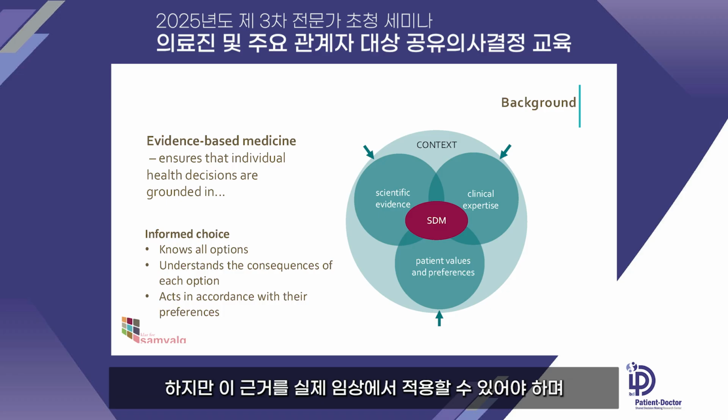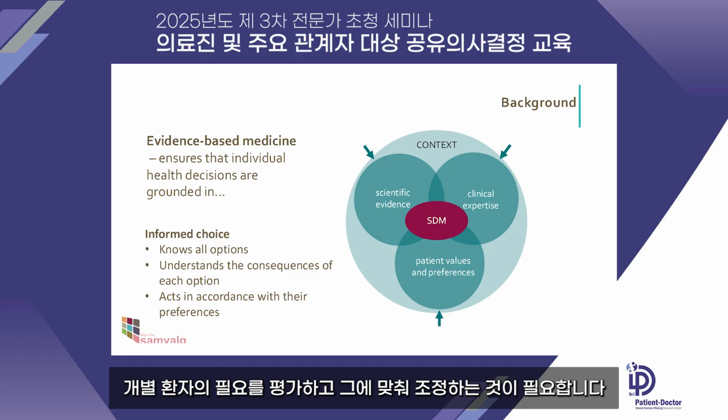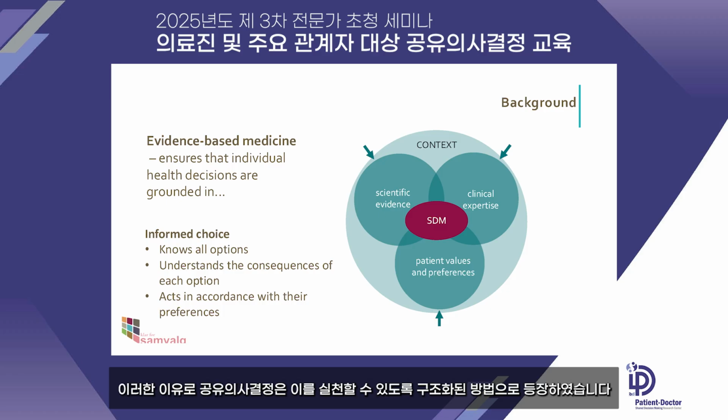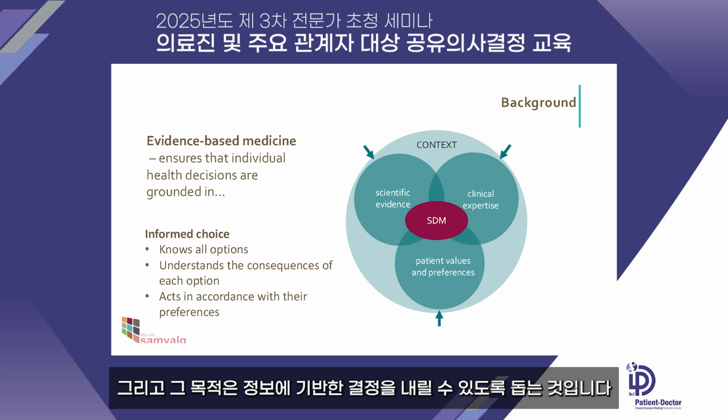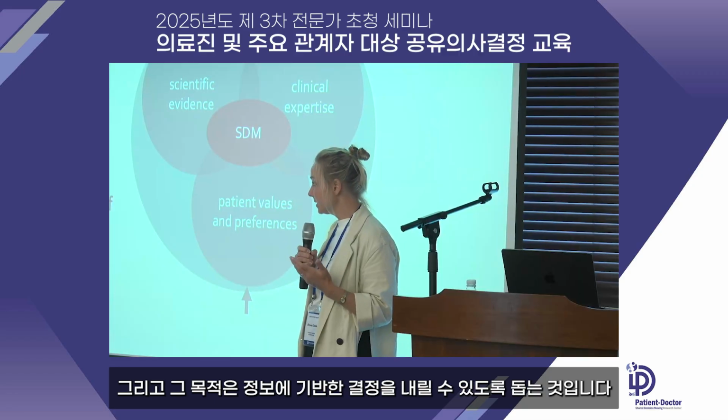However, we also needed to apply this evidence in practice. We also needed the individual needs assessed and to adapt to the individual needs of the patient. And thereby, shared decision making is structured as the method to do exactly that. So we can say that shared decision making is an operationalization of how to practice evidence-based medicine. And the goal of shared decision making, and also evidence-based medicine, is to make informed decisions.